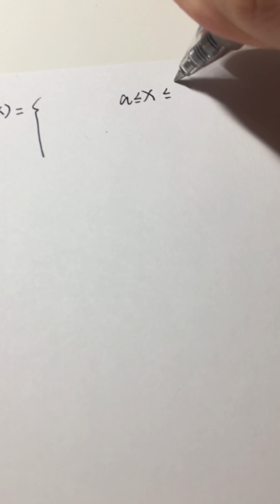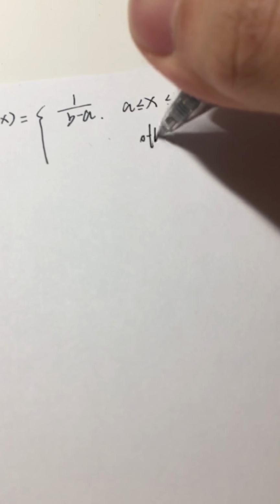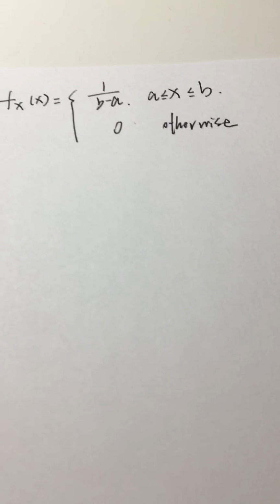Let's first see question A. Because x is uniform distribution, fx of x equals, when x is between a and b, 1 over b minus a, otherwise it is 0. So the picture of fx of x is this.